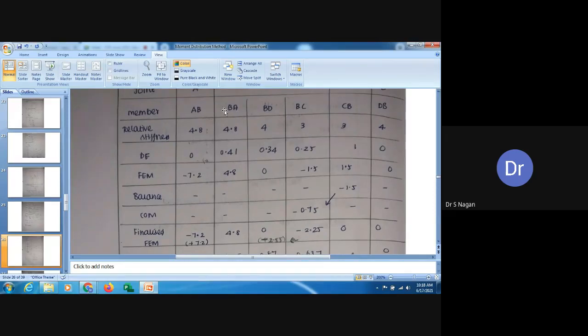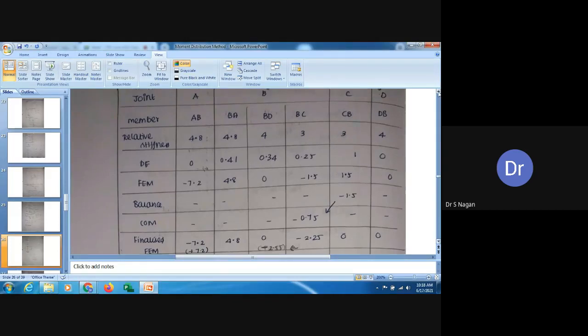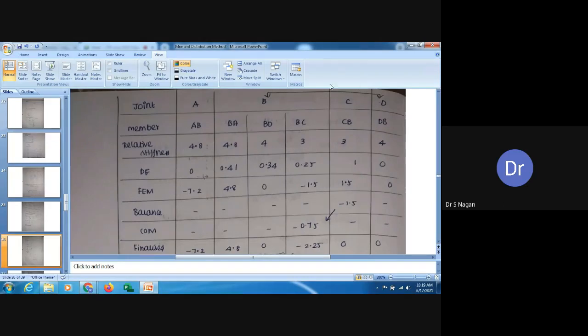So you write BA here and BC here so that carryover can be done between AB, BA, similarly BC, CB. Please listen here, how to teach our students: when we have three members meeting at a joint, at B we have BA, BC and BD. Write BA near AB and BC near CB so that carryover will be easier. We should also do carryover between BD and DB, therefore put this arrow here so that you will not forget to carry over the moment from B to D, D to B. You understand why we do this?